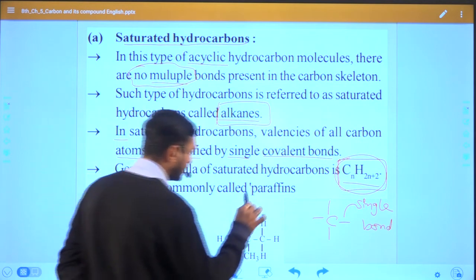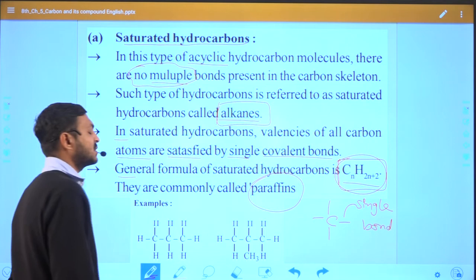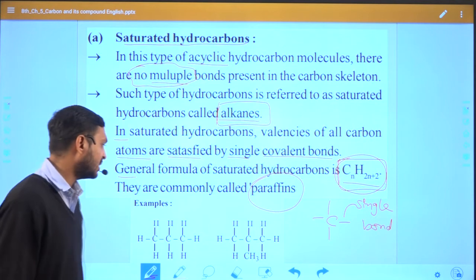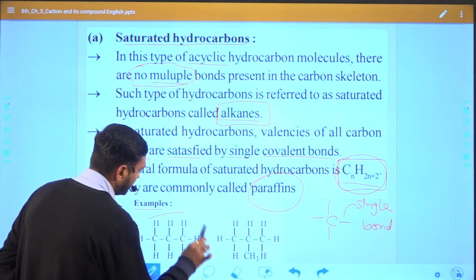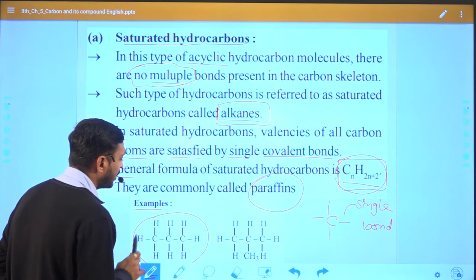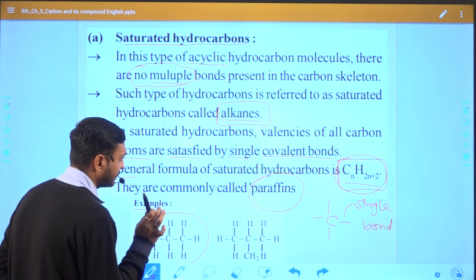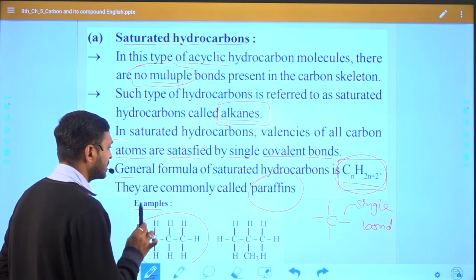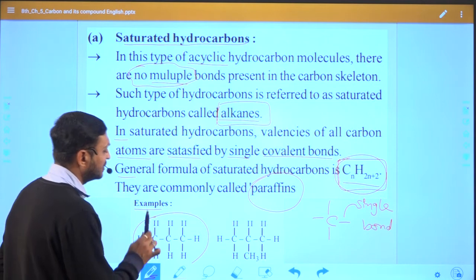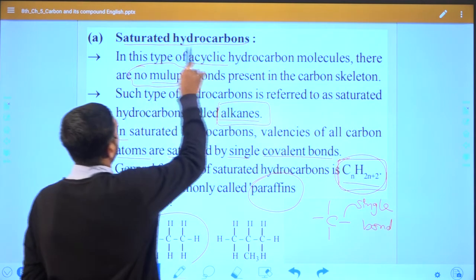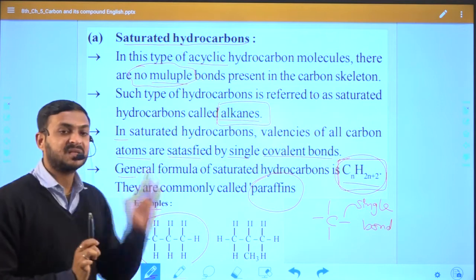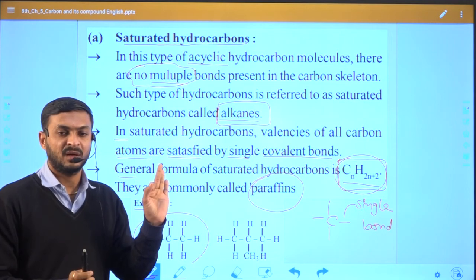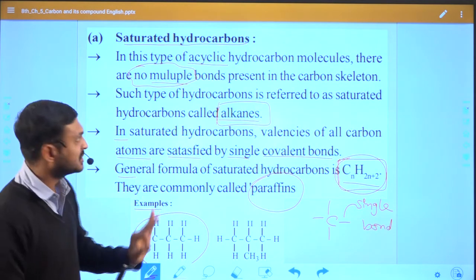Alkanes are also generally known as paraffins. This is the common way we call them. You can see in this example, in this compound, all bonds are single bonds. That means all the carbon valencies are satisfied with single bonds. That is why this compound is known as a saturated hydrocarbon. That means multiple bonds are absent, only single bonds are present in our compound. So it is known as an alkane.